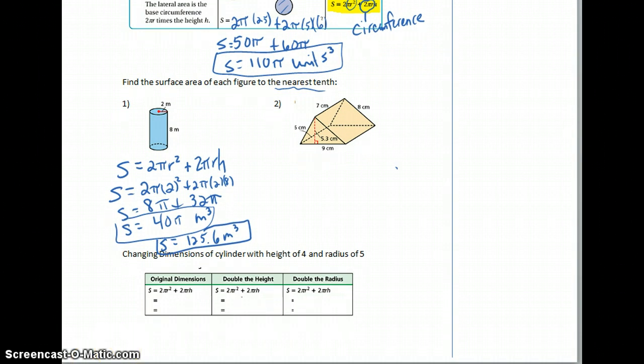It is not an easy problem, but try to apply the same principles and see what you can come up with. And also down at the bottom, changing dimensions. It just kind of shows you if you plug in just your height and your radius, and then you double the height. So instead of using a height of 4, you're going to use a height of 8. And using this height of 8, you're going to see how the surface area is affected. And then you're going to double the radius, which is 5. So instead of 5, you're going to use 10 in this formula. And that's going to show you how, if you double the radius, the surface area is affected.